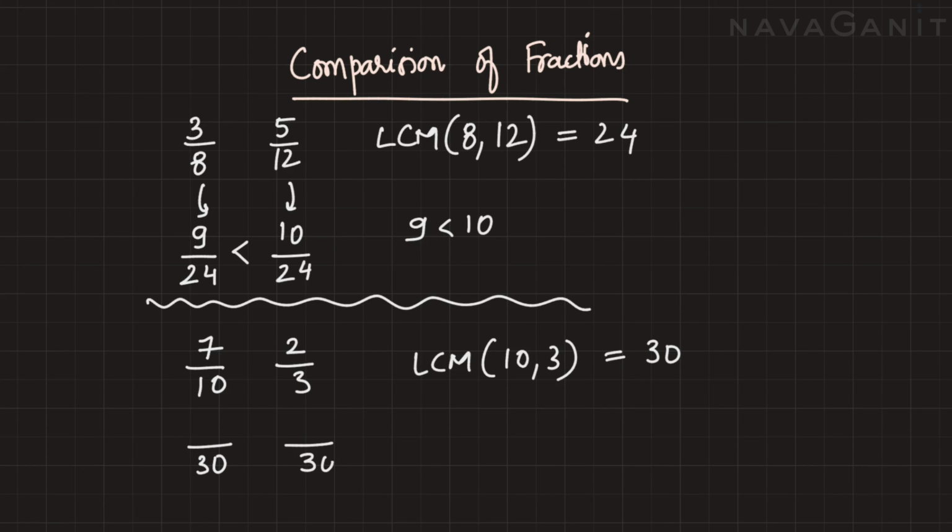I need to rewrite them. So 10 multiplied by 3 is 30. So 7 again I'll multiply it by 3, which is 21. Similarly 3 multiplied by 10 is 30. So 2 multiplied by 10 will be 20. And clearly, since 21 is greater than 20, 21 by 30 is greater than 20 by 30. Meaning 7 by 10 is greater than 2 by 3. So this is how we can compare fractions.